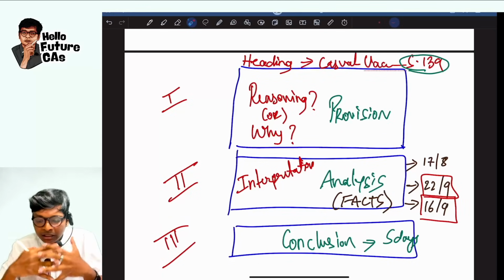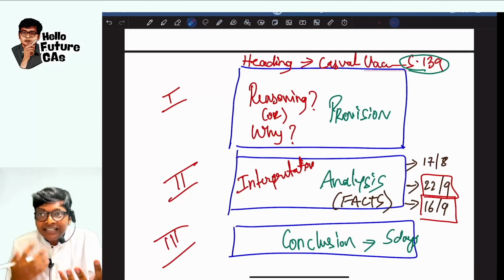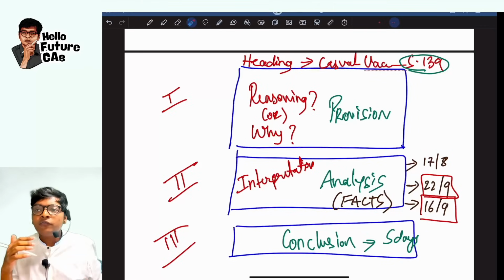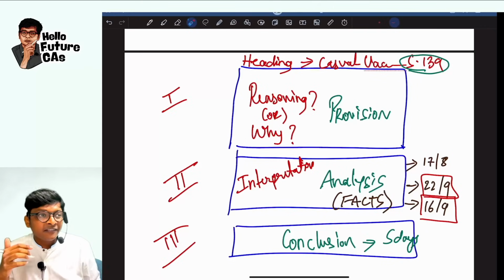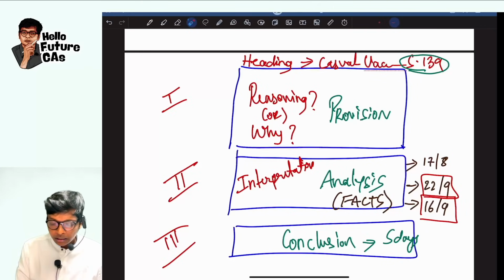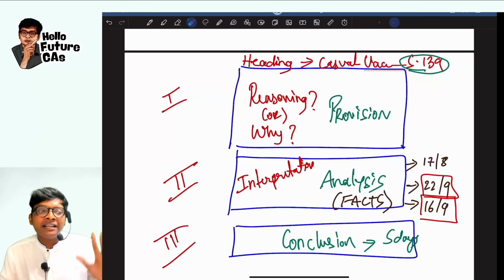It has to be a cocktail of your understanding and facts and provision together. Are you following, guys? Cocktail means you all know very well. Put that in the analysis part. Conclusion, final one line answer.